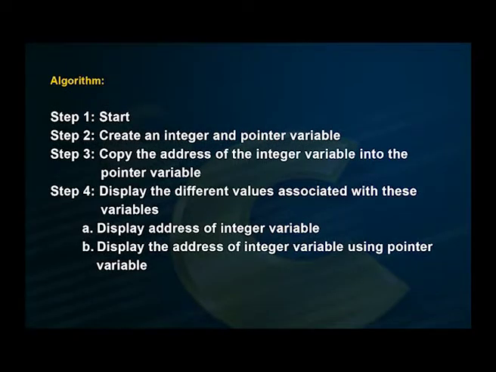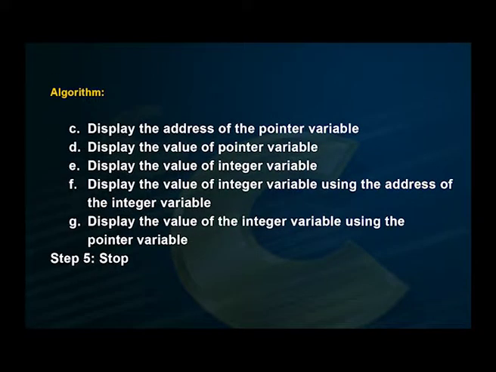Step 1, start. Step 2, create an integer and pointer variable. Step 3, copy the address of the integer variable into the pointer variable. Step 4, display the different values associated with these variables. A, display address of integer variable. B, display the address of integer variable using pointer variable. C, display the address of the pointer variable.